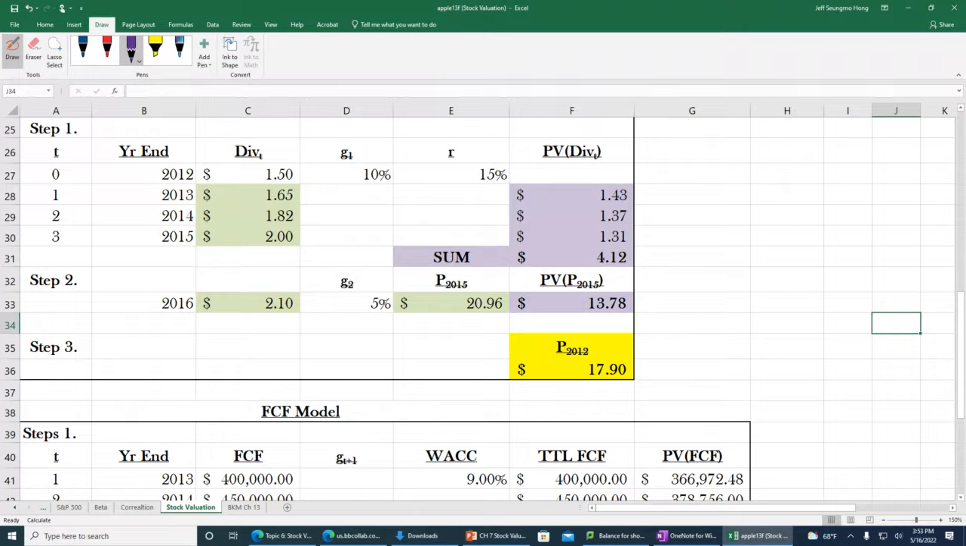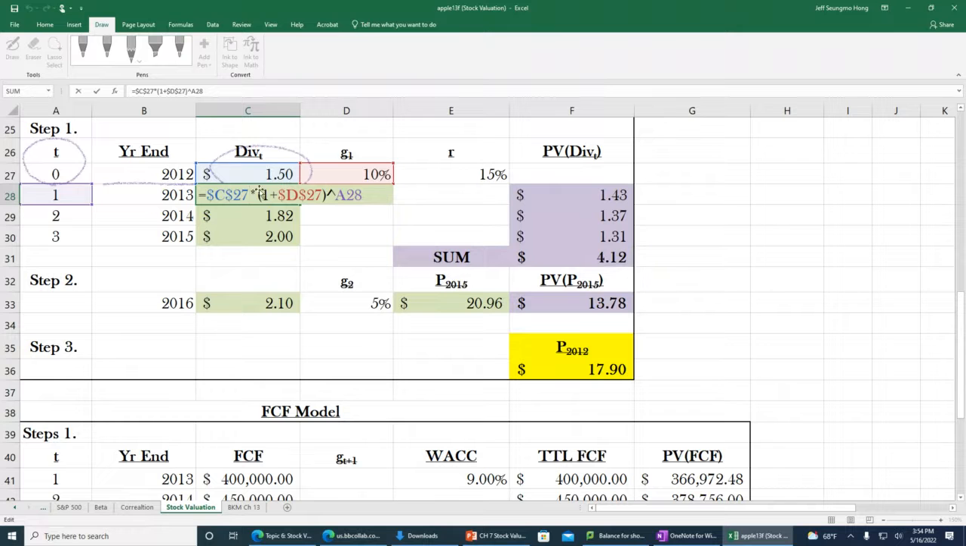What am I doing? So look, time T0 is 2012, right? And the dividend was given like this. And then for the next 3 years, T1, T2, T3, all you need to do is compound it, because the growth rate is given as 10% for the next 3 years.